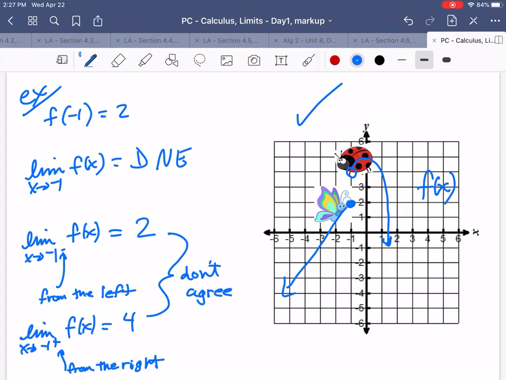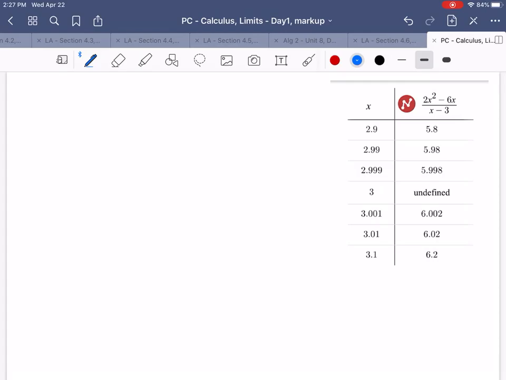And so when you don't agree from the right and the left, this is what happens to your limit right there. Okay, all right, so let's take a step back from looking at pictures for a second, and let's just look at actual functions.